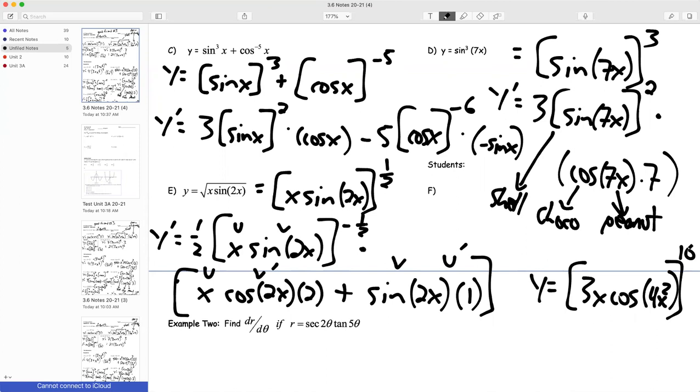Wait, so squared, is that applying to the cosine or the term 4x? It's just the x term. It's 4x squared. Okay. So it's cosine, parentheses, 4x squared.